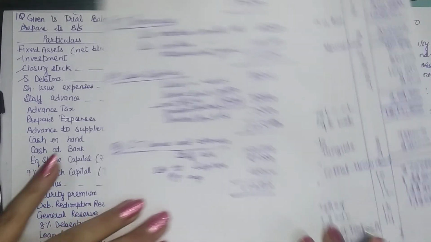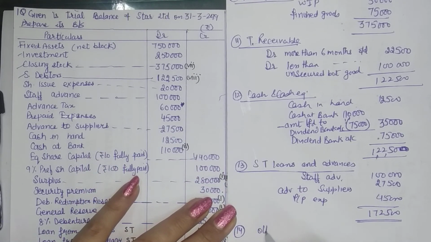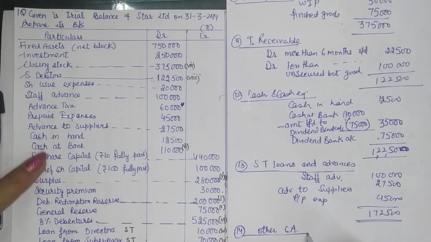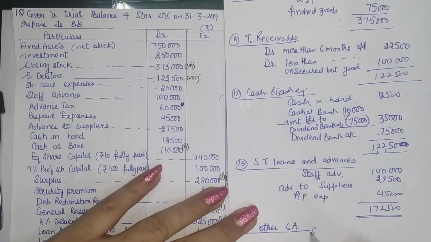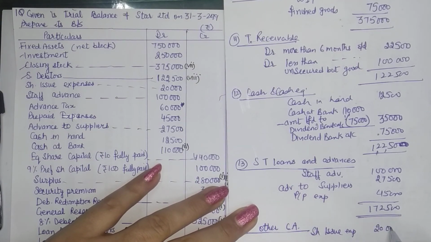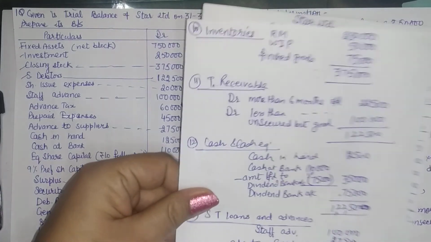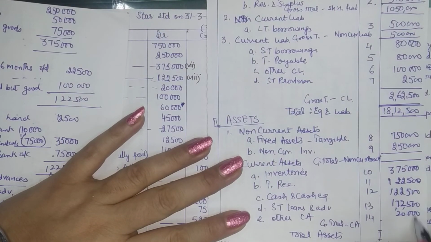So short-term loans and advances 1,72,500. Other current assets. Now if we have marked, then we can easily see if anything is left or not. So in the other current assets, we are having share issue expenses. Alright. So 20,000 here. Right. So we have other current assets including only one item, 20,000.